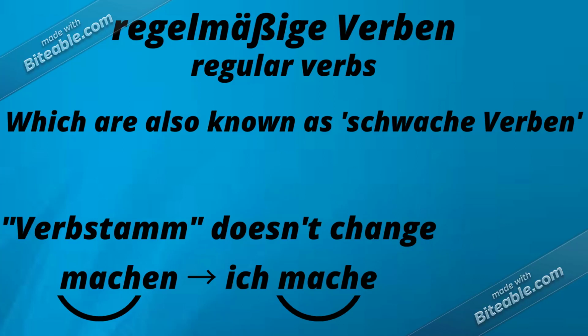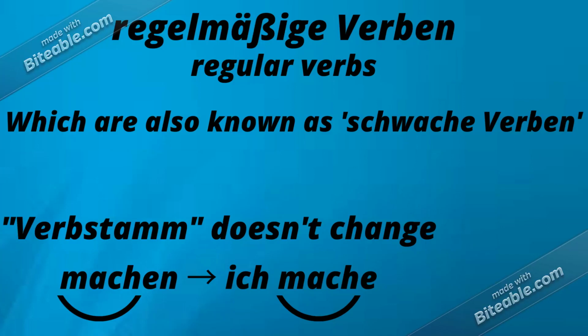Regelmäßige Verben, which are also known as schwache Verben, that means weak verbs. In these verbs, we just take the stem of the verb or the verb stem and add the ending to it according to the subject in the sentence. In these verbs, the stem of the verb doesn't change at all. For example, machen, that means to do.